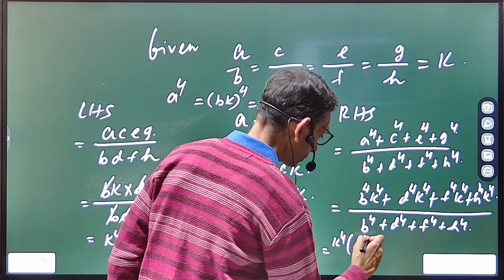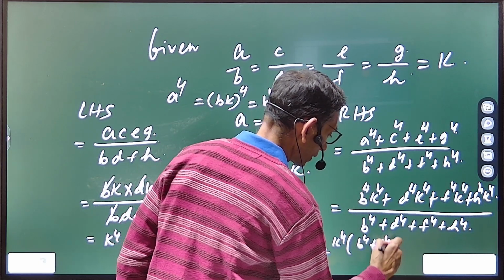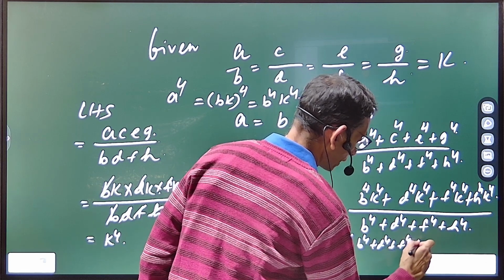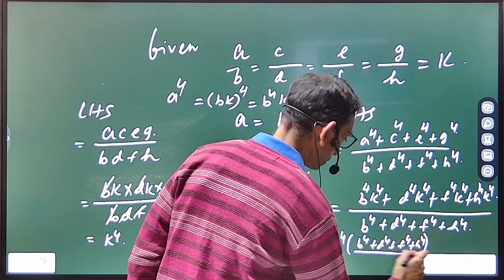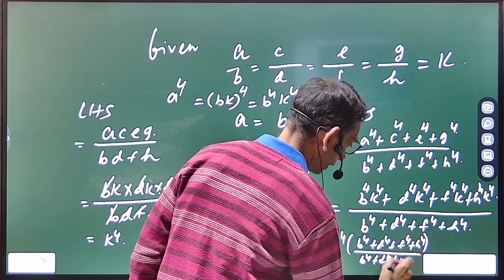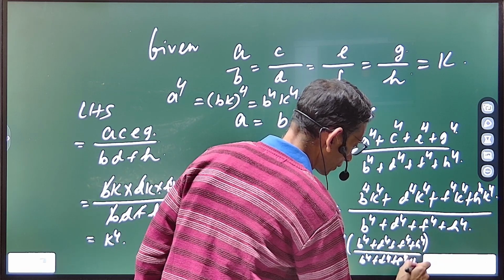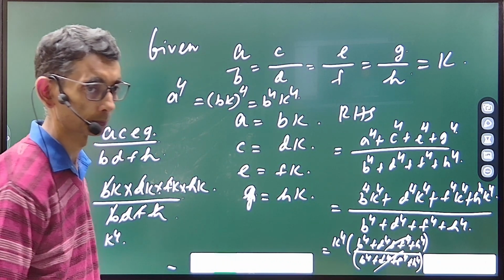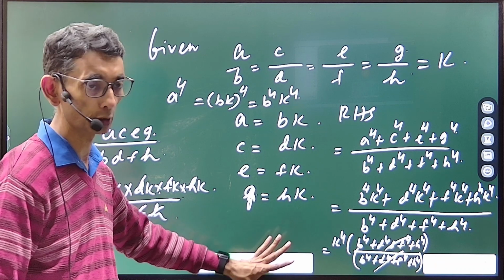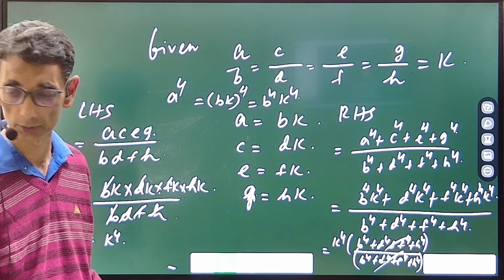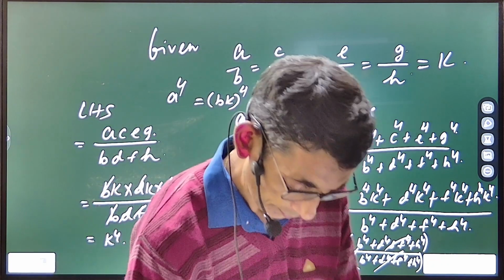B4 plus D4, F4 and H4. Our denominator will be the same: B4, D4, F4 and H4. So this one will get cancelled out. So right hand side also K to the power 4, left hand side also K to the power 4, hence proved.